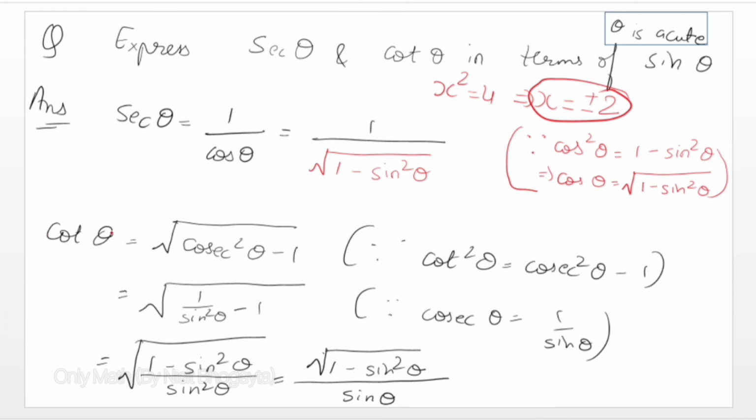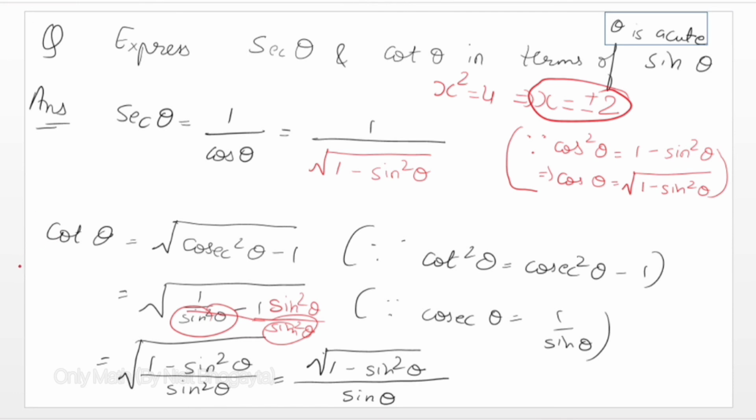Again, cot theta is root of cosec square theta minus 1. Cosec theta is 1 over sin theta. So cosec square theta will be 1 over sin square theta. If you take LCM, here you have just 1. You have to make the denominator same. So that will become sin square theta over sin square theta. And you will just combine this thing. The denominator will become same. And you can just write 1 minus sin square theta over sin square theta. Now you know root of this thing is not possible, so you write it like this, and sin theta is written like this.